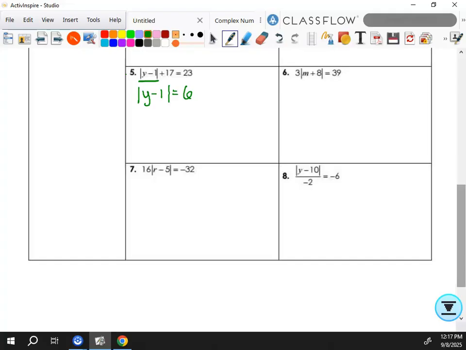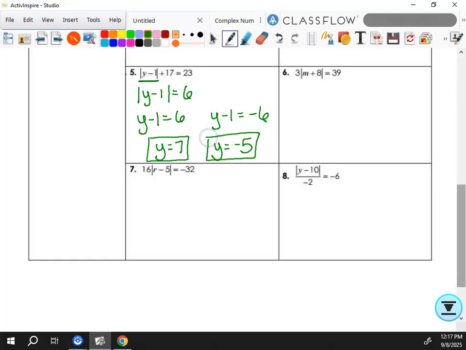Now can I drop them? Yes. So I have y minus 1 equals 6, and y minus 1 equals negative 6. Y equals 7, and y equals what? Negative 5. Any questions at all? All right. Let's talk about what we can and can't do on 6. Can I drop the absolute value sign right now?